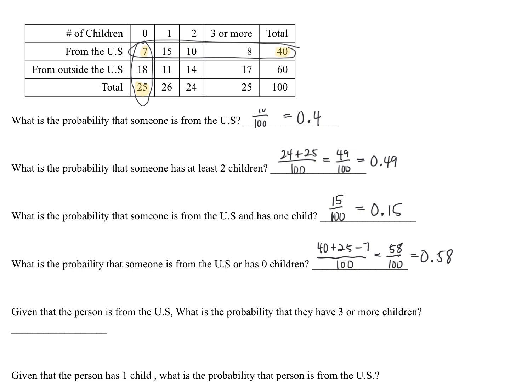All right, the next one: given that the person is from the US, what is the probability that they have 3 or more children? Okay, so this given is going to affect your denominator. If it's given that they're from the US, now your denominator is 40, so it's only out of 40. What's the probability that they have 3 or more kids? Well, that's 8 out of 40, which is 0.2.